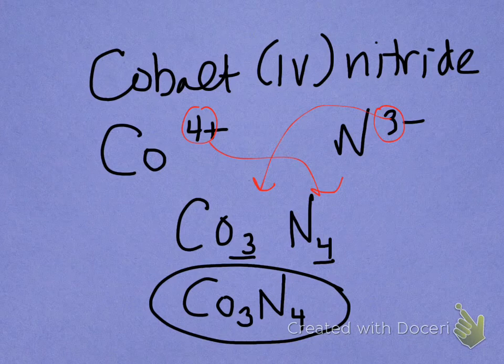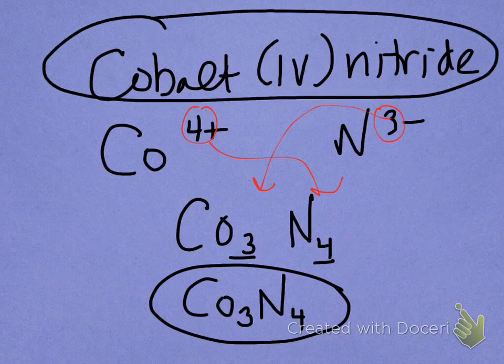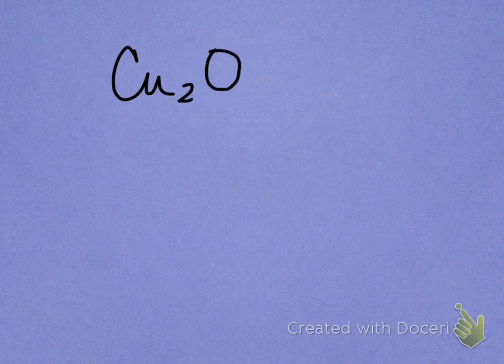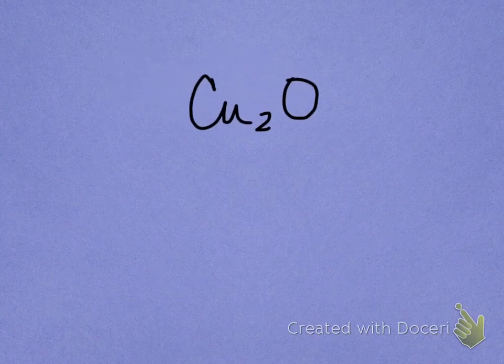So I agree. Going with stock system, going from a name to writing a formula is pretty darn easy. The trickier part is when we go from a formula and I ask you for a name. So let's do this one. Let's start with Cu2O. I need to write a name for this. I'm actually going to move this down a little bit in the middle of my screen.